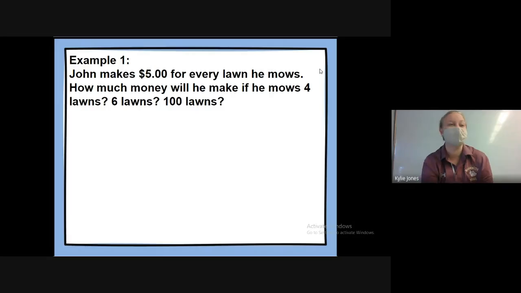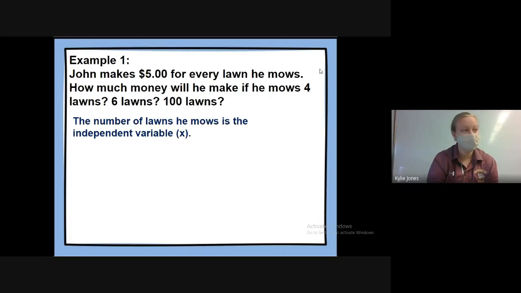Example 1 says that John makes $5 for every lawn that he mows. And then it asks us how much money he will make if he mows 4 lawns, 6 lawns, 100 lawns. So we have to find the money he makes. We know that for every one that he mows, it's $5. So the number of lawns that he mows can change, right? That's where we're getting 4, 6, 100 lawns.